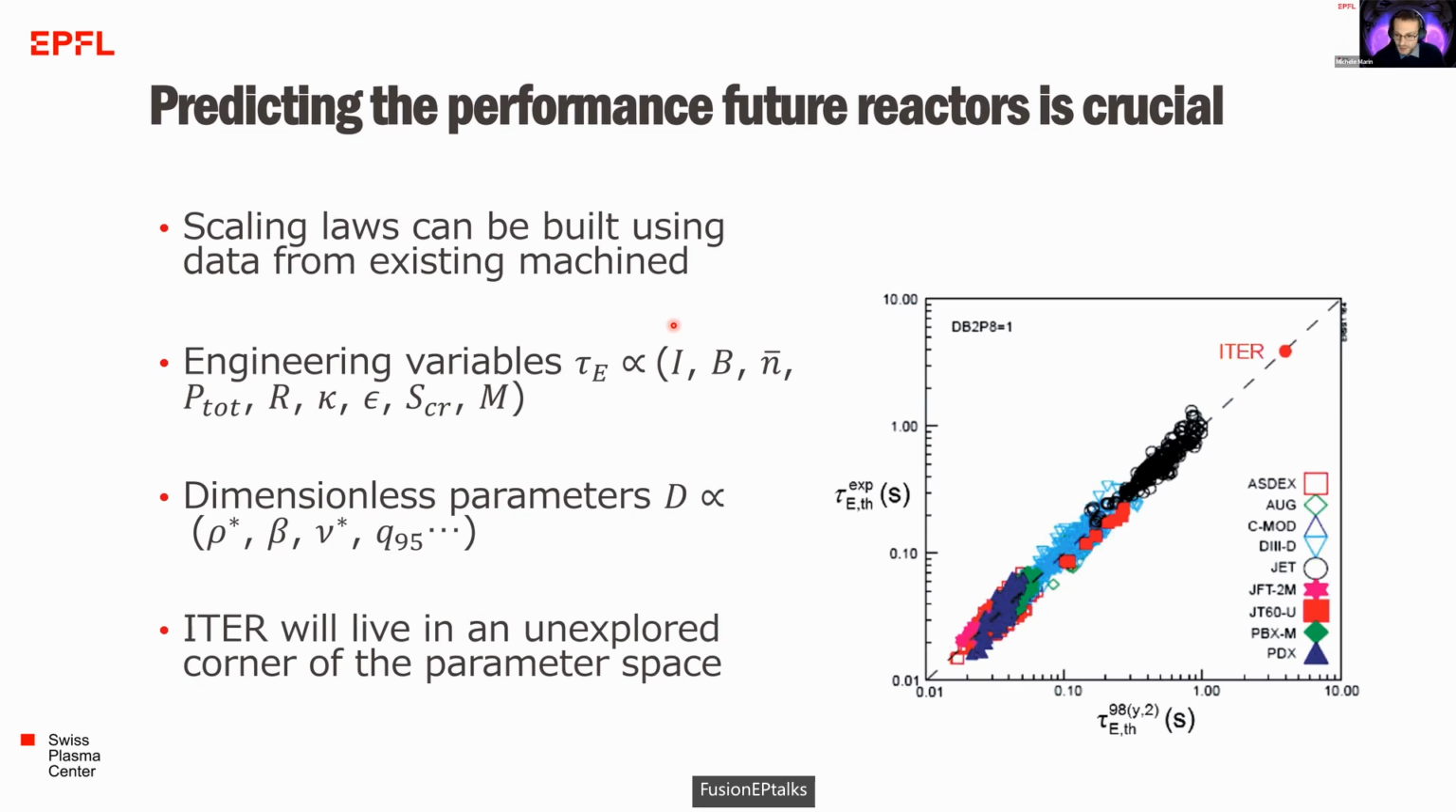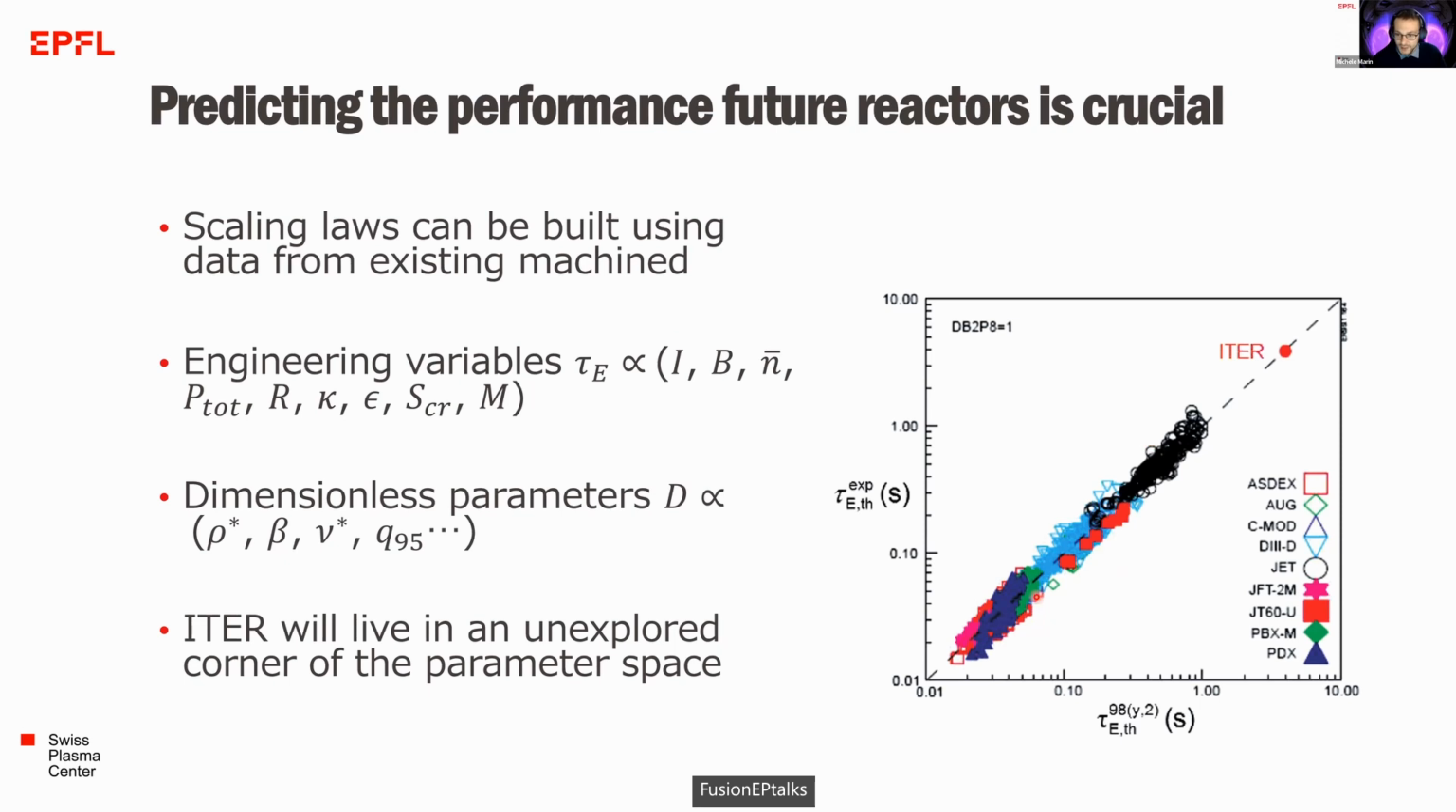And with those variables, you build a function. Then this function will usually produce a 0D variable. Like here we have the energy confinement time, which is basically a measure of how well your energy is confined in the plasma. You build this function, and then you compare it with a database of experiments.